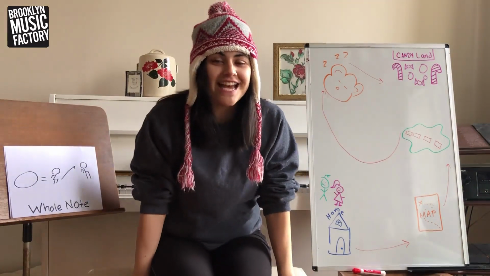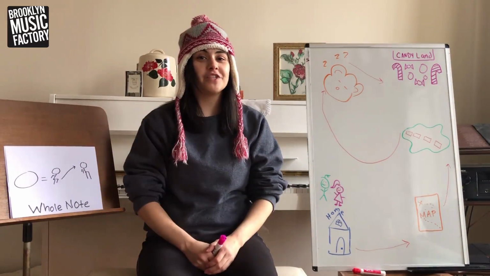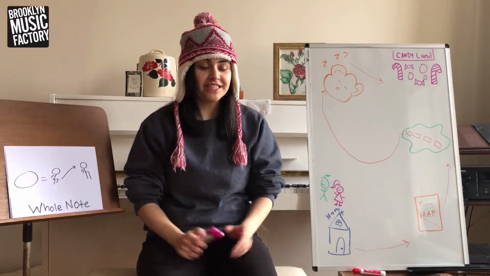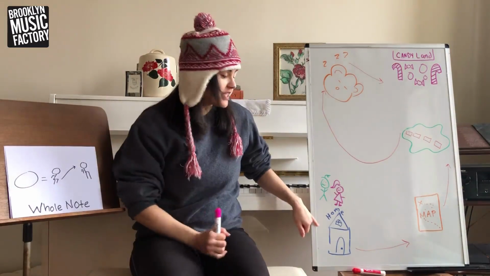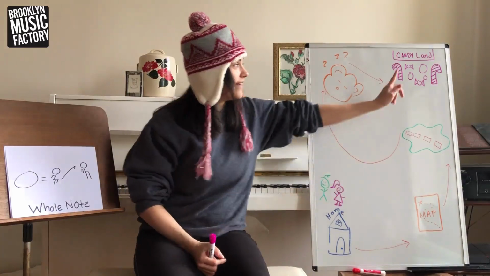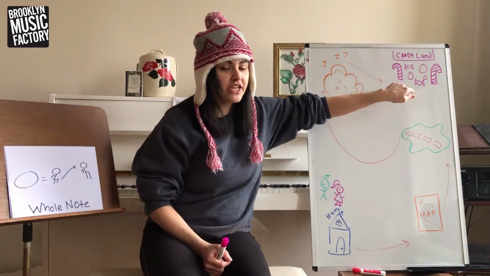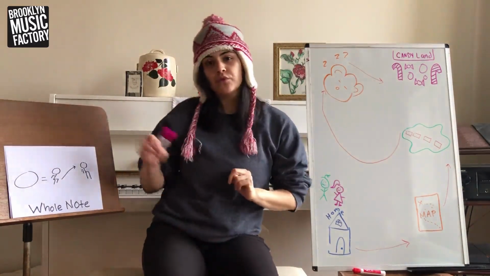My name is Christina, and today we are going to go on a notation story adventure. Today we're going to start from our house and we're going to go all the way to Candyland. There's going to be two ways that we can move today.